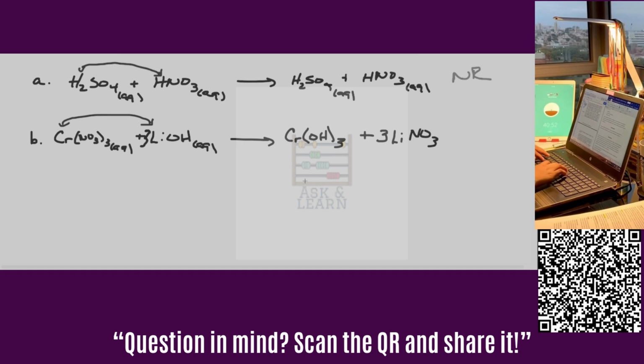But now let's see if we formed a precipitate. Hydroxides are generally insoluble, and chromium is not an exception. So that's a solid. Nitrates are soluble, so that's going to be aqueous. But we formed a solid, so that means this reaction occurs because it's a double displacement reaction. Now in the third case, we have a combustion reaction.